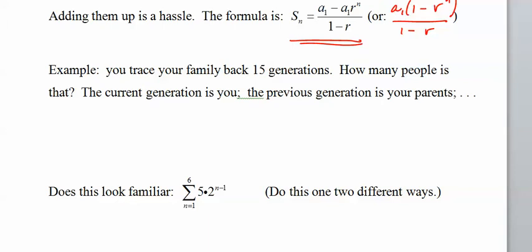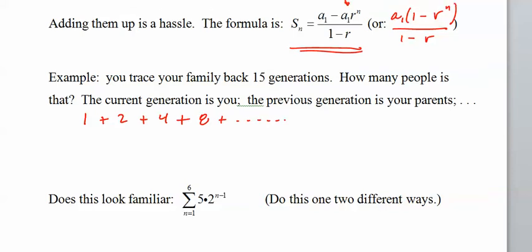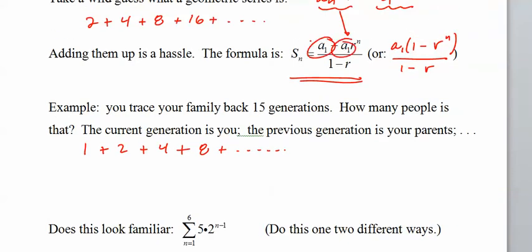Let's show examples of the first two formulas. You trace your family back 15 generations. How many people is that? Well, there's you, plus your parents, plus their parents, plus their parents, on and on and on. Now, which formula should we use? Well, this one's only got A1 in it. We don't have to figure out 2 to the 14th or whatever that works out to.